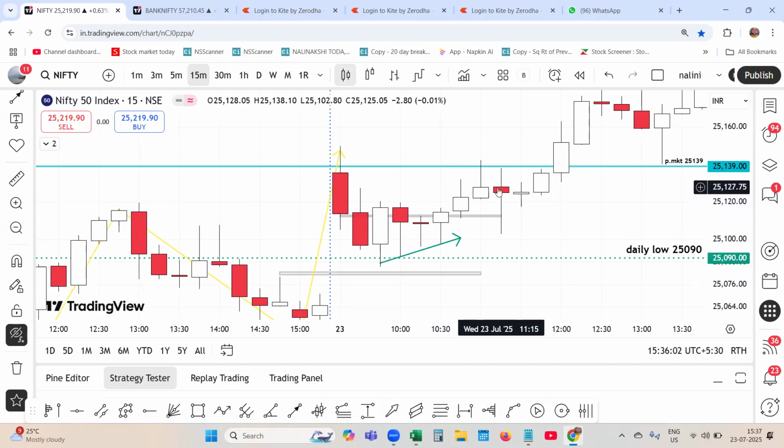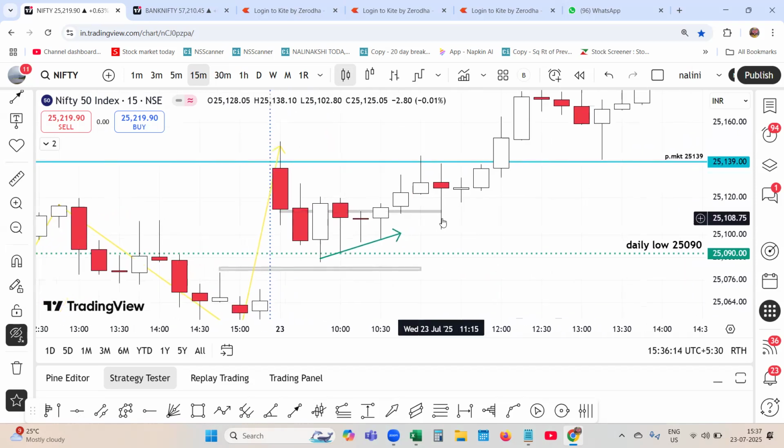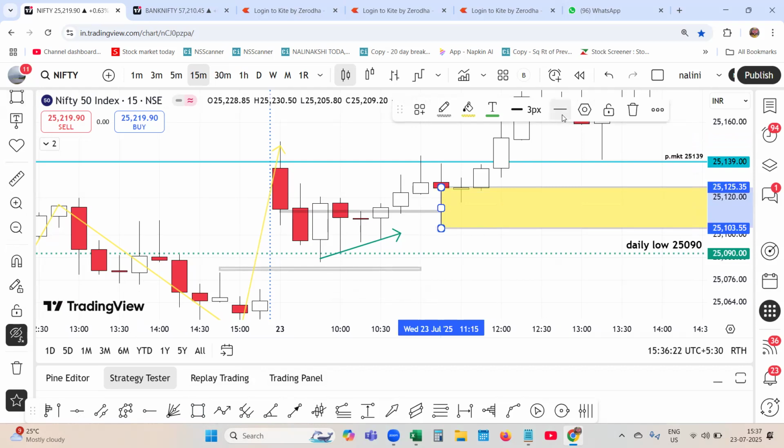You can see the trap here. This is the huge trap. Immediately when I saw this trap, it was confirmed that the market is continuing to move higher, because in a live market it would have been a scary one minute.